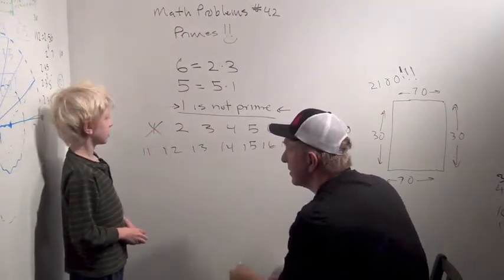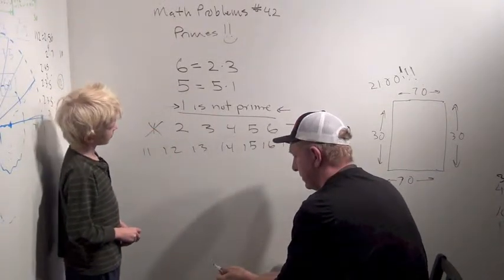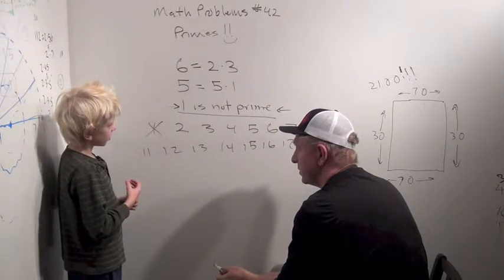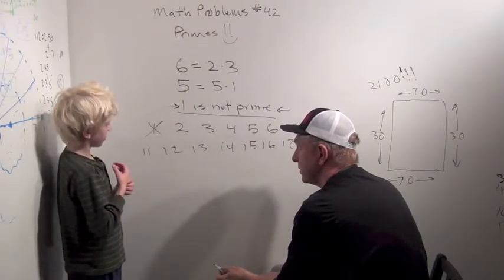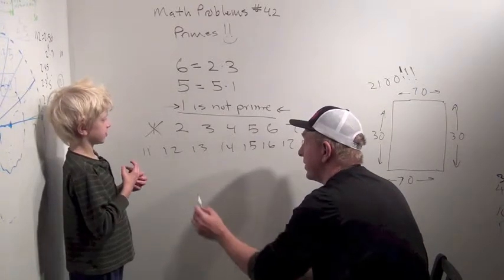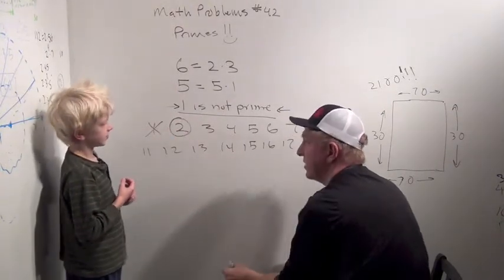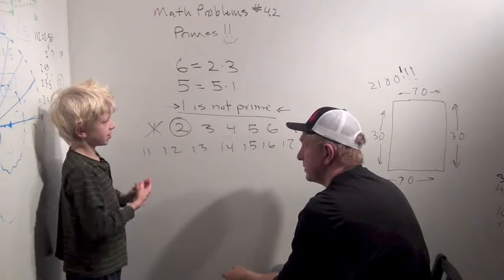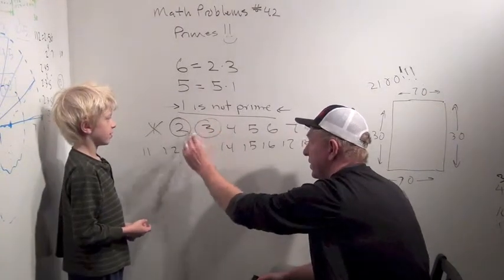Is 2 prime? I think so. Yeah, the only way to write it is 2 times 1. You can't factor it any other way. How about 3? 3 is prime. 3 times 1 is the only way to write it.